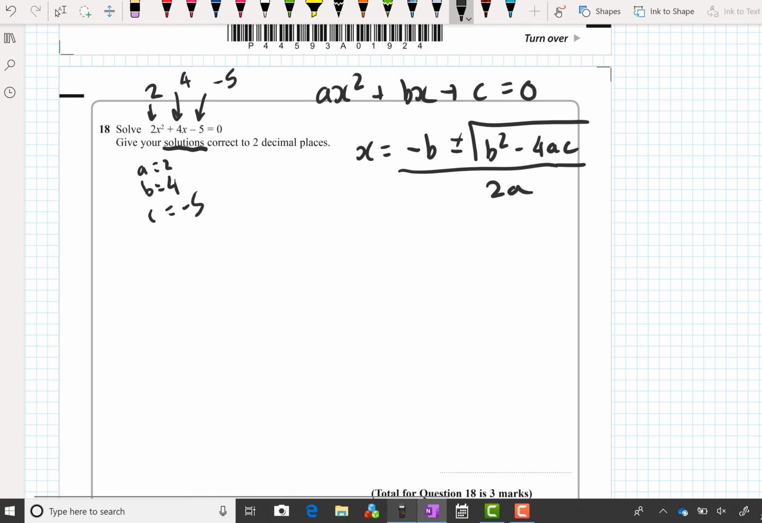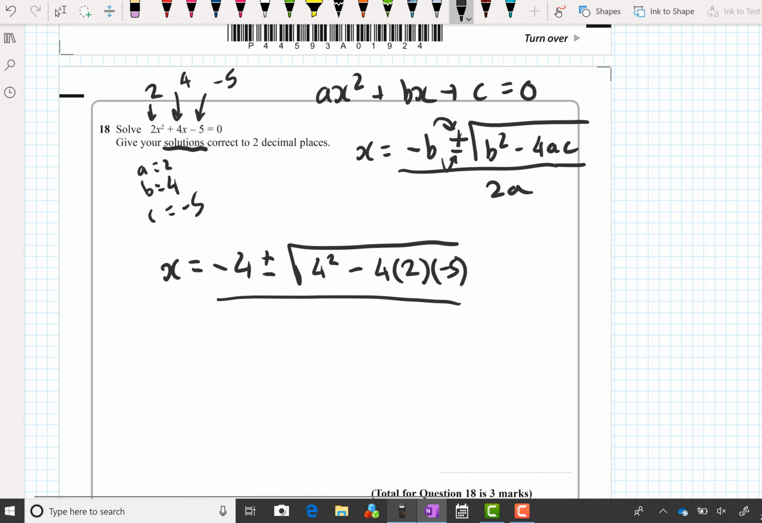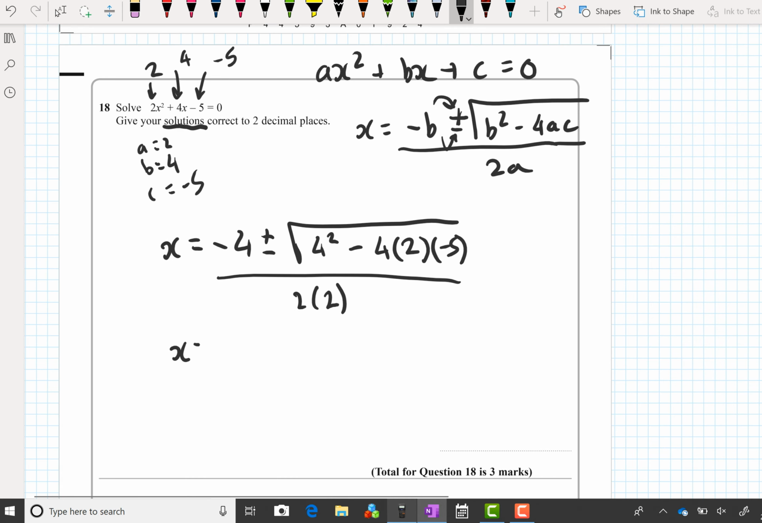When I put it in the calculator, I use the positive one and then the negative one, or the negative one and the positive one. Depends how you're feeling. I'm going to go positive and negative because why not? Now, x is equal to negative 4, that's the b, plus minus the square root of 4 squared minus 4 times, I'm going to put brackets there, a times c, so a is 2, c is negative 5, and this is all divided by 2a, 2 times 2, could have put 4 there but just didn't.